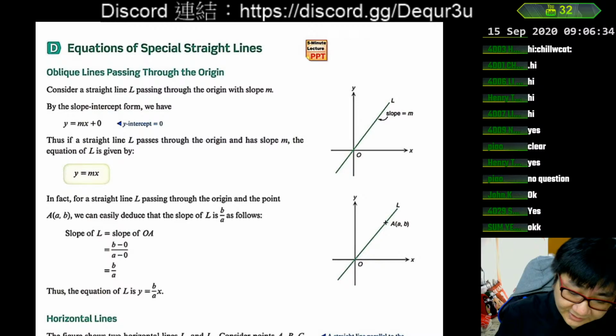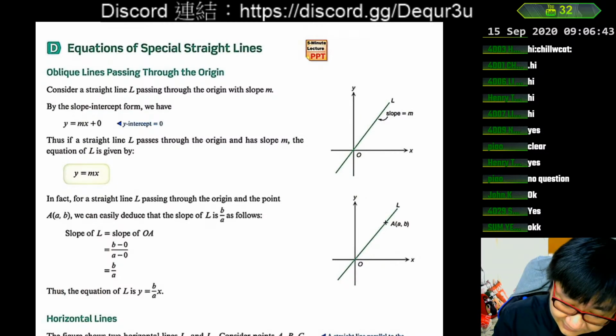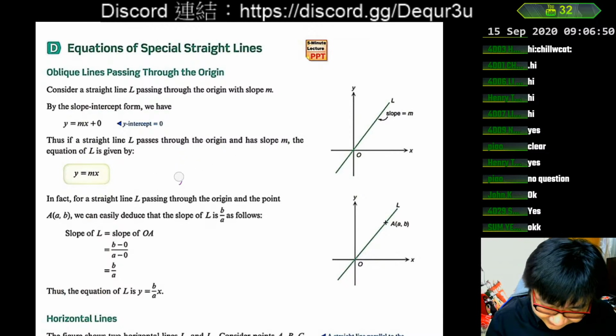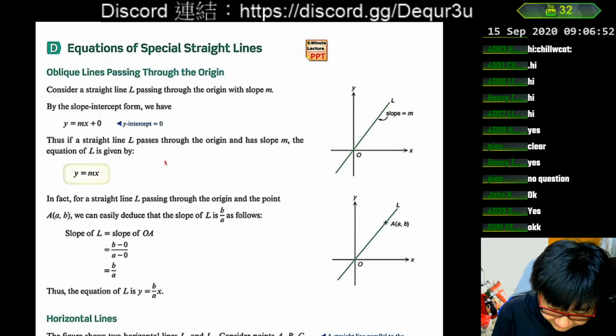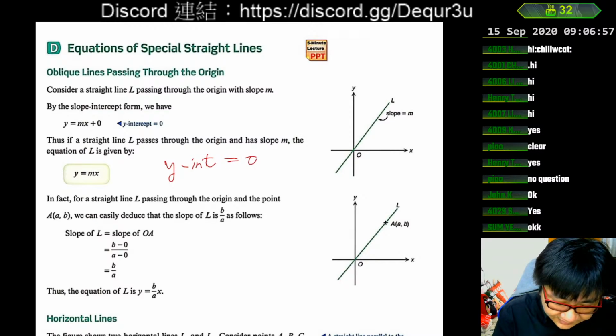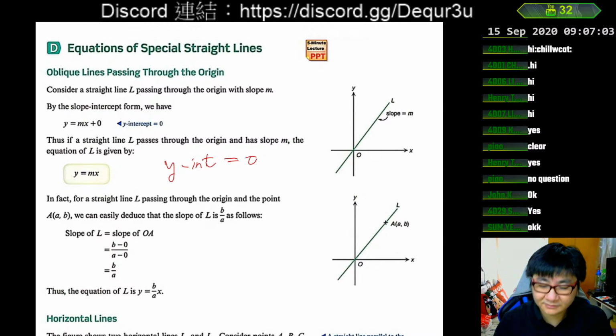And therefore, in this case, the y-intercept. Why can't I write? Okay, try again. The y-intercept. What happened to the pen? Okay, here, and then the y-intercept will be 0. Therefore you don't see the y equal to mx plus c, because this plus c is just 0, so we don't see it. Okay, so this is the special case when it passes through the origin.